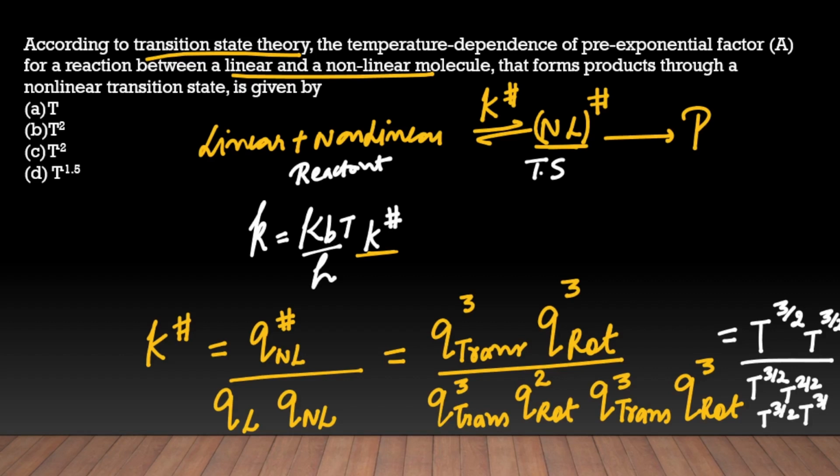So from here if you see, this T raised to the power of 3 by 2 and this are getting cancelled out. This and this are getting cancelled out. So we are getting K dash equal to 1 upon T into T raised to the power of 3 by 2, that is equal to 1 upon T raised to the power of 5 by 2.